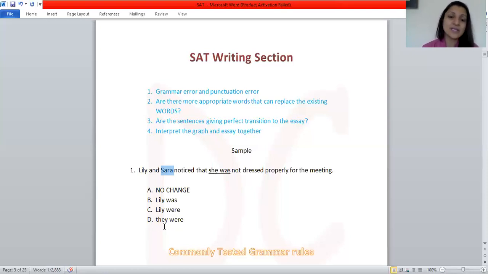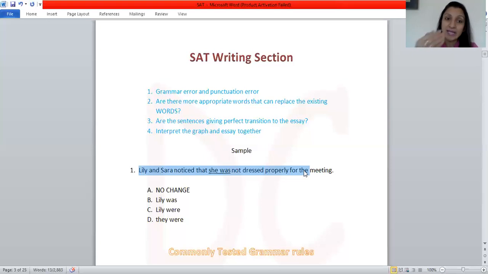Now, between 'Lily was' and 'they were', how do you decide what to choose? This is where the trick comes. You should not just say, oh, it's Sarah and Lily, so there are two people, so it should be 'they were'. I'm not saying 'they were' is grammatically incorrect. 'Lily was' or 'they were', both are grammatically correct. This is where SAT tests you. Are you reading the passage? When you're down to these two options, B and D, you ask yourself, let me read a line above and a line below to get an idea. When you say not dressed properly for the meeting, who's going to the meeting, or who was seen in this or that way in the meeting, who are we focusing on?